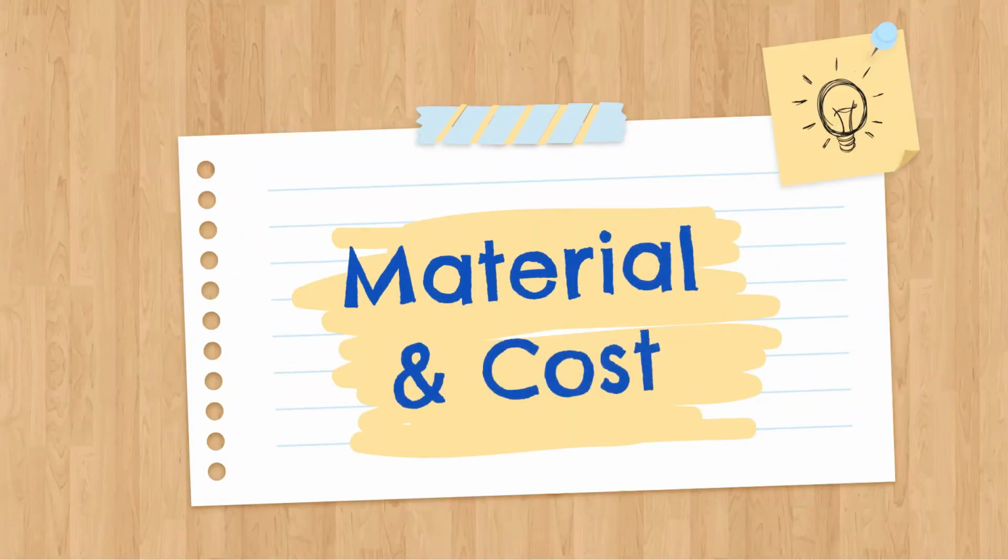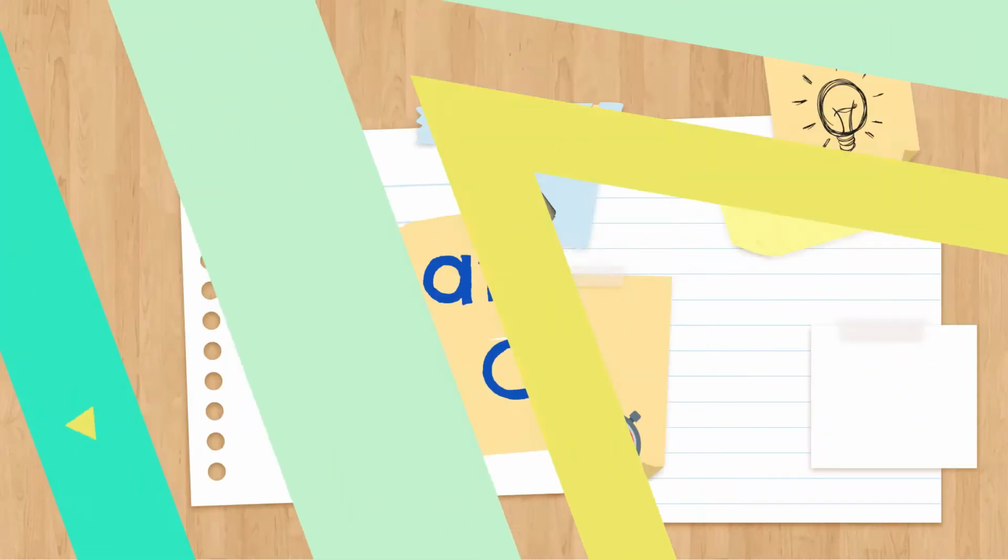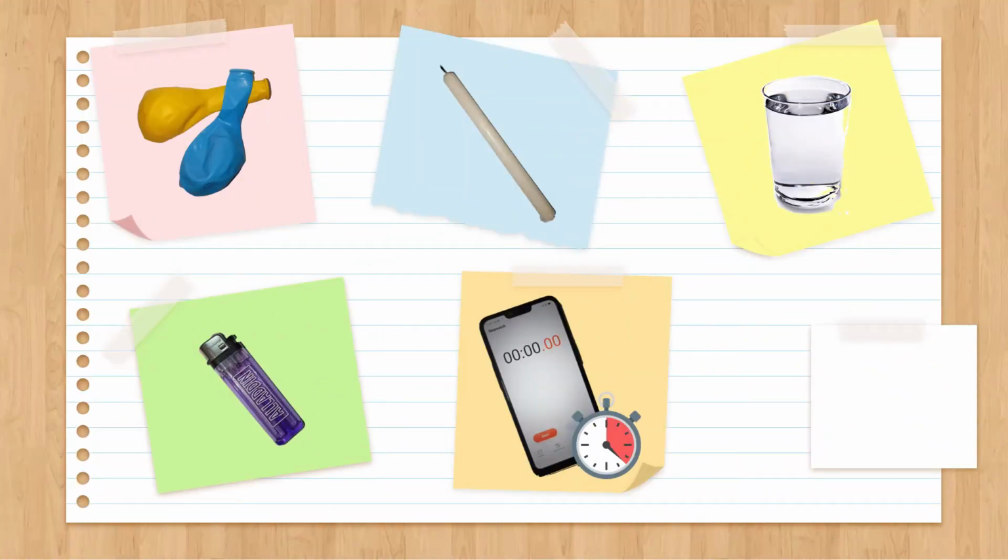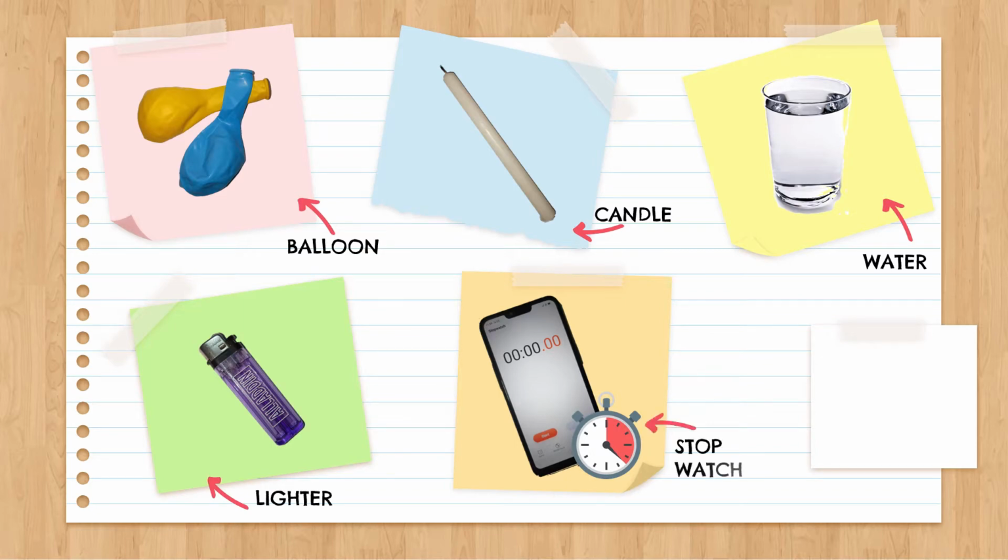Okay, let's see what materials we use in our project. First, balloon. Second, candle. Third, water. Fourth, lighter. And last, we use a stopwatch. The cost of our project is only RM2.